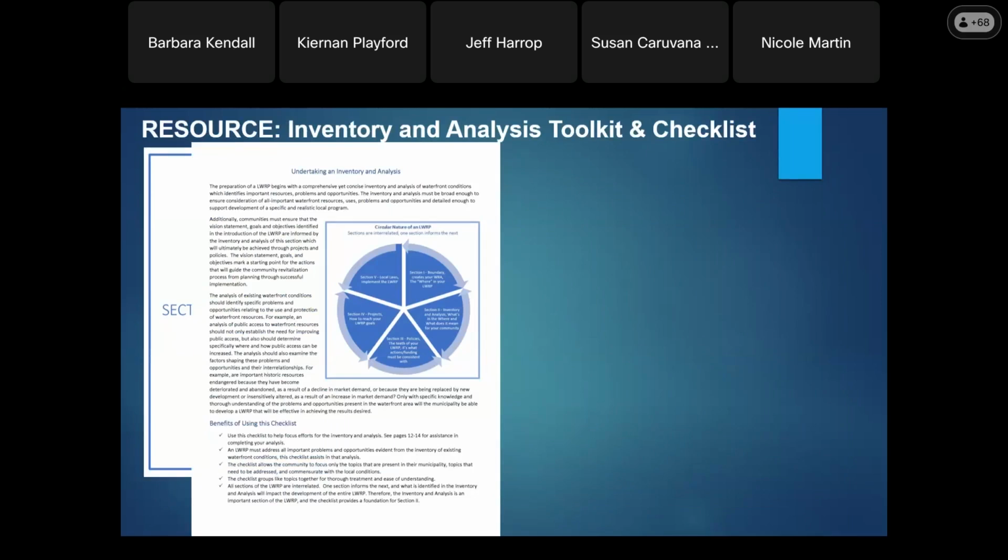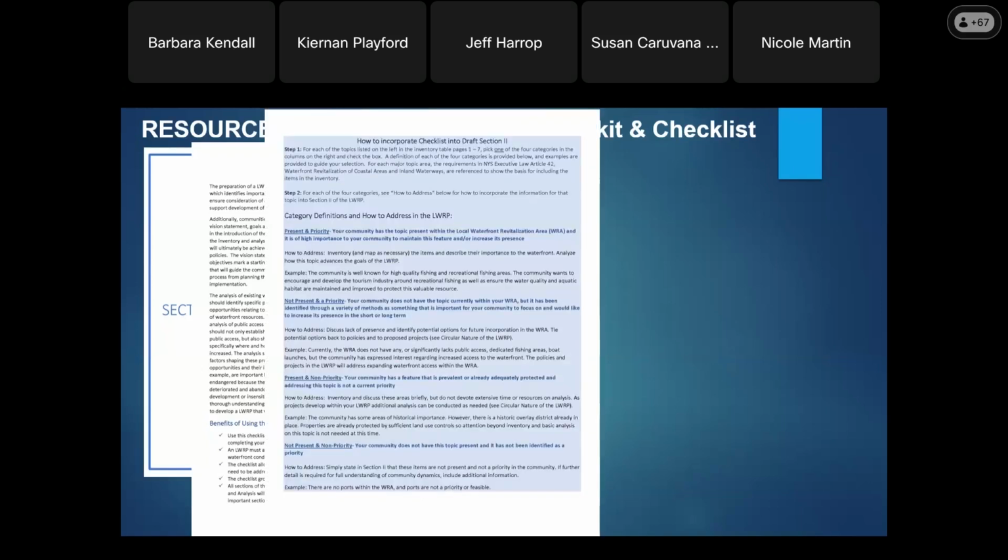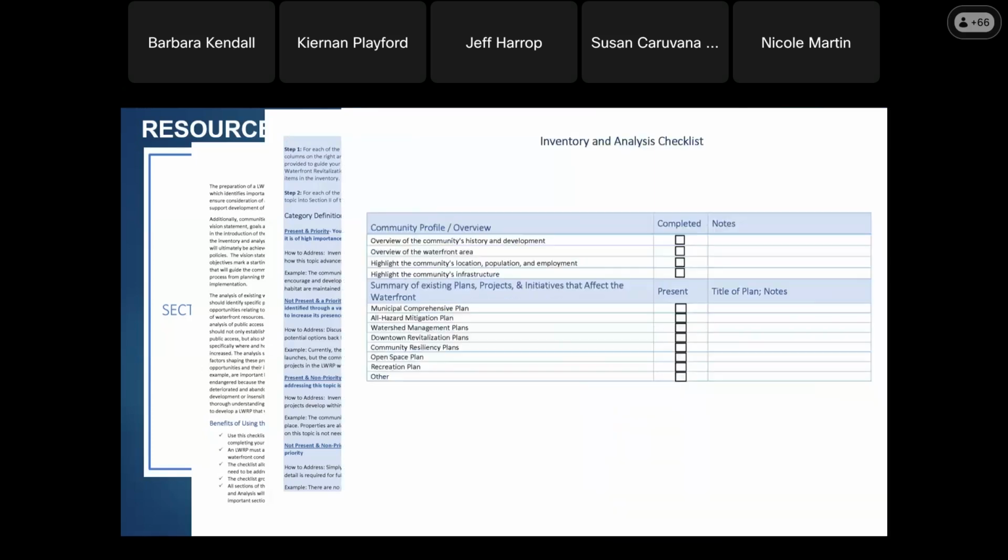Page 2 discusses the purpose of the inventory analysis and emphasizes that the collection of data informs each section of the LWRP. The graphic on this page shows the circular nature of the LWRP, that each section informs other sections, and sometimes it is necessary to go back and revisit a previous section during the planning process. Page 3 of the inventory provides the instructions for using the checklist. There are different categories that you would be selecting as you fill out the checklist.